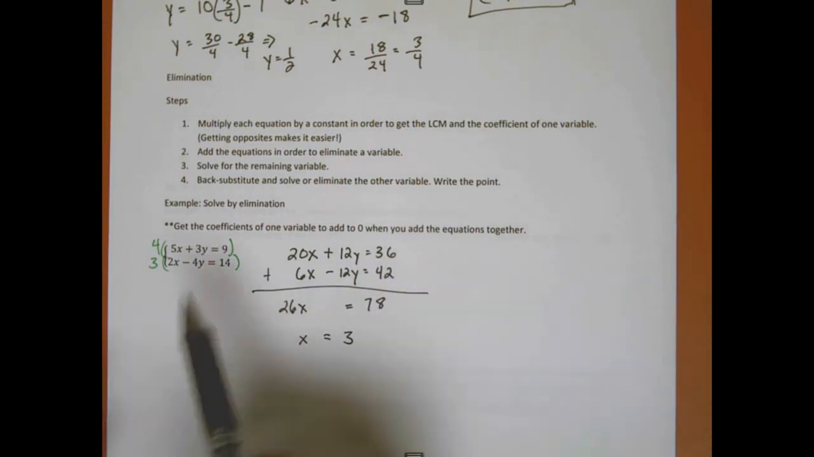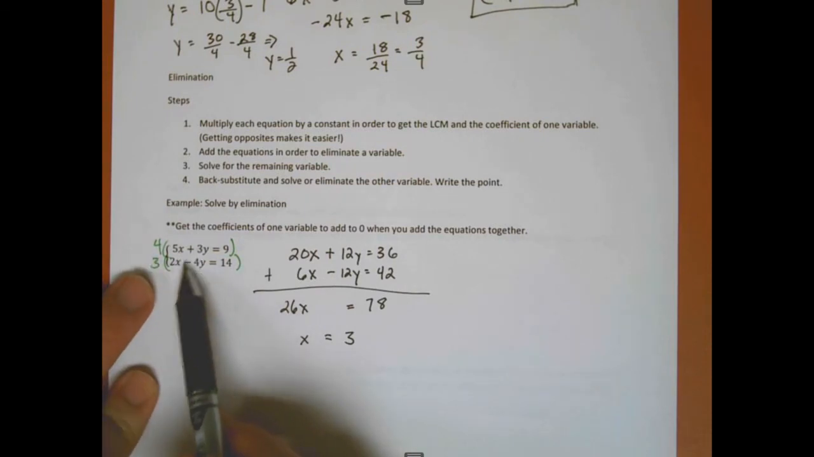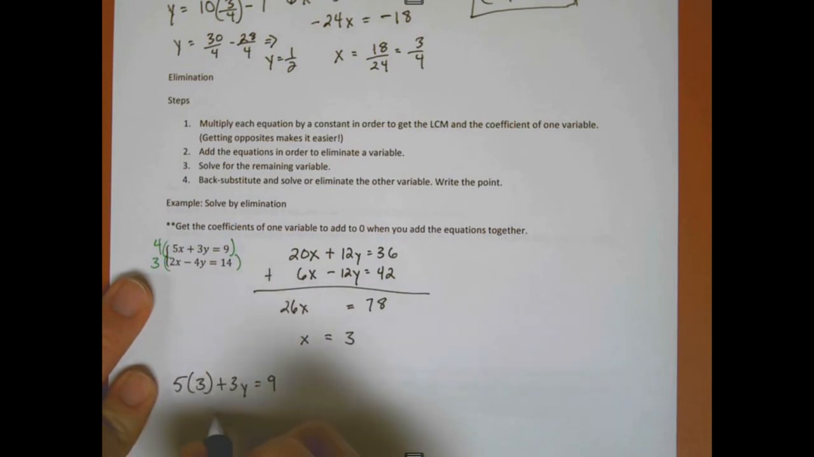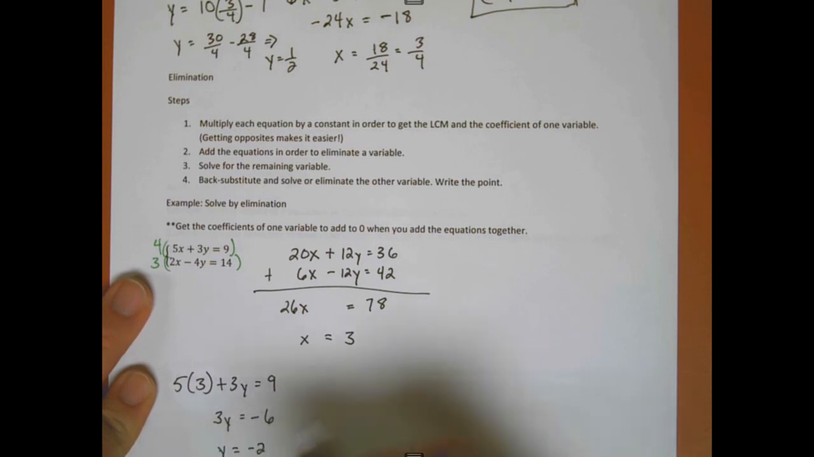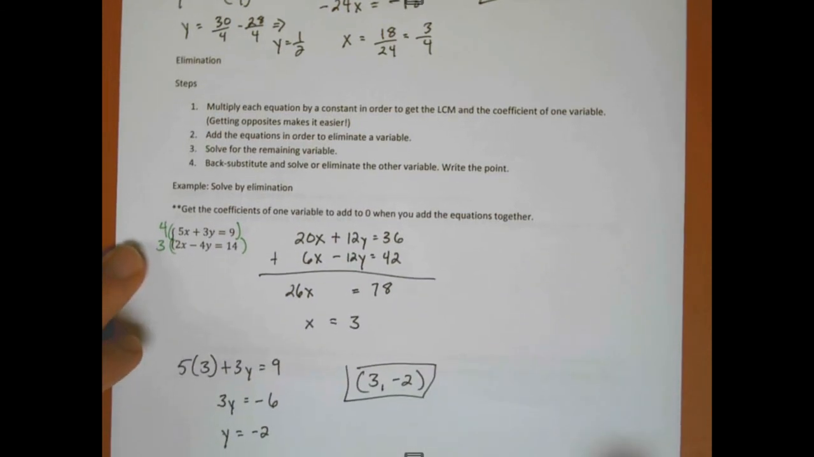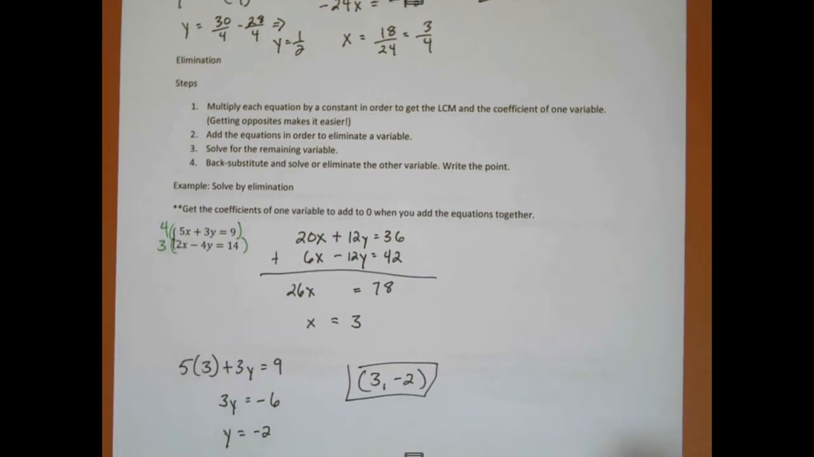And then you can plug in x to either one. I'm going to use the top one because there's not a negative sign there. But it doesn't matter which equation you use to find y. So 3y. When you subtract 15, you get negative 6. And so y is negative 2. So there is elimination.